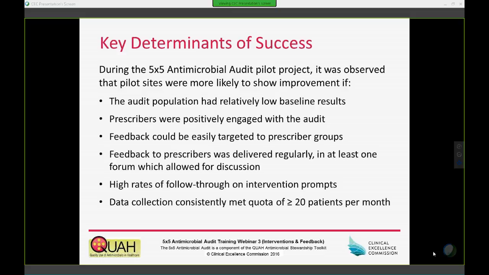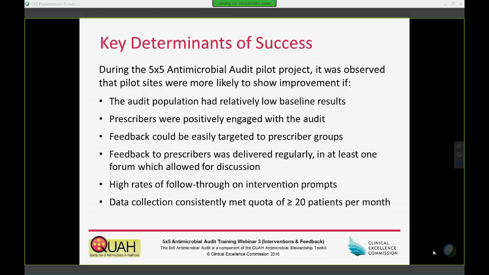So during the pilot, we observed that pilot sites were more likely to show improvement if the audit population had relatively low baseline results, so they actually had room to improve in the first place. Prescribers were positively engaged with the audit, so not all of your prescribers might be jumping up and down, they might not be super enthusiastic, but at least if you have a prescriber group that's on board with the idea of the audit and receiving that regular feedback, then that's certainly a positive marker.